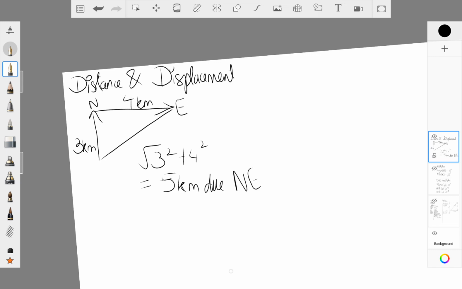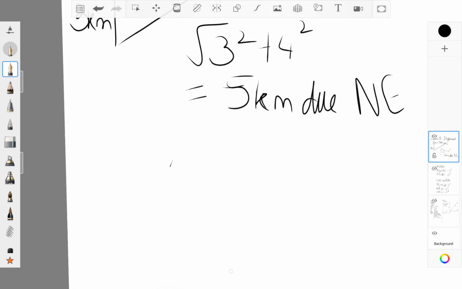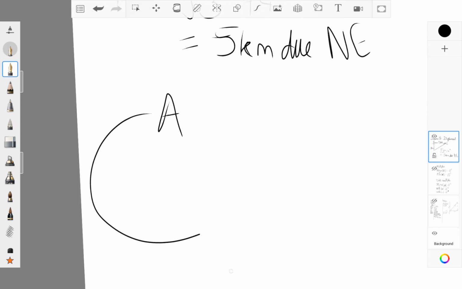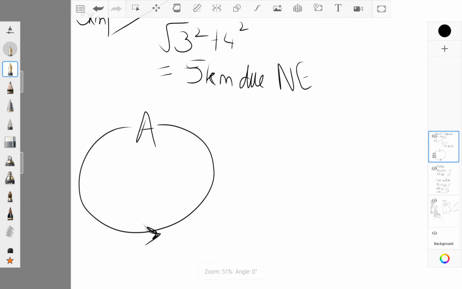Now, two things that you should note here. If a person were to walk in a circle, let's say person A, for whatever reason decided to walk in a circle, the distance that's traveled by person A is just the circumference of the circle, which is 2 pi r or pi d. However, the displacement is 0 because person A just ended up in the same place where they started. So that's another important thing that you should note down.